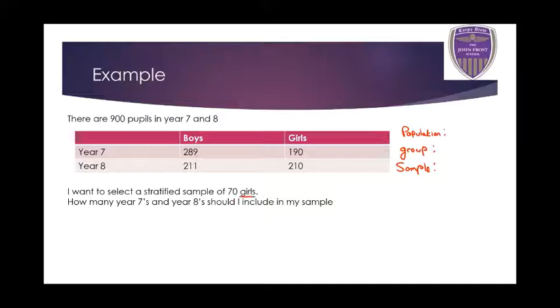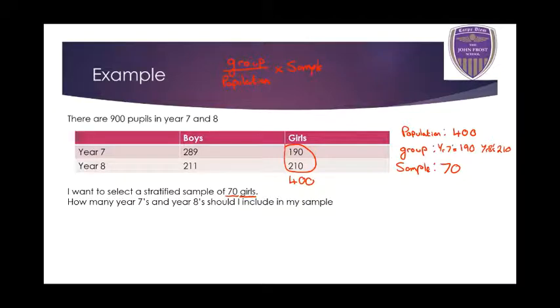In this case, because we're surveying girls, our population will be the total number of girls. So 190 plus 210 is 400. So our total population is 400. Our group size, well, first we're doing year 7s and then we're doing year 8. So year 7s, there are 190, and year 8s, there are 210. And the sample size is 70, because we want a sample of 70 girls. Just remind yourselves that the formula is the group size over the total population size multiplied by the sample size.